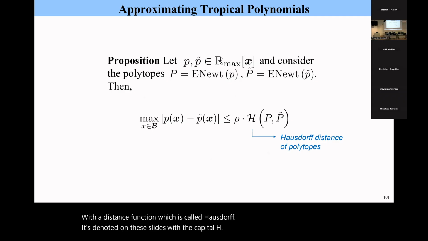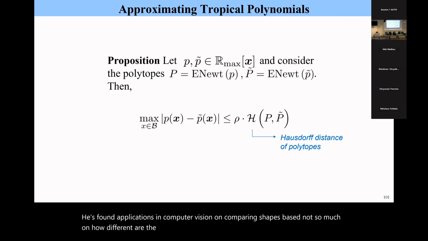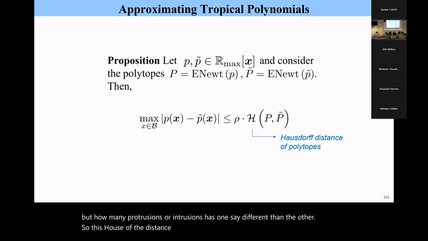This Hausdorff distance has found applications in computer vision on comparing shapes based not so much on how different are the areas of these shapes when we try to match them together, but how many protrusions or intrusions has one shape different than the other. So this Hausdorff distance is very sensitive to thin protrusions or thin intrusions that one shape has different than the other.